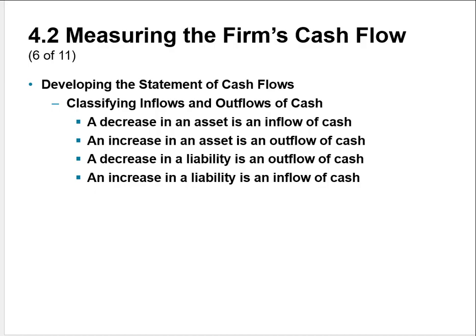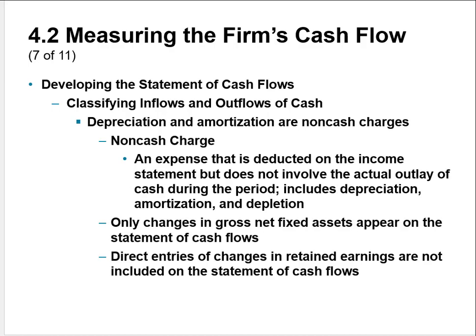So any increase in asset is obviously an outflow. Any decrease in liability is an outflow of cash. How did you get rid of the debt? You must have sold an asset or used cash in order to get rid of that liability. Depreciation and amortization are what we refer to as non-cash charges. So these are identified in cash flow because net income reflects the bottom line, but it reflects these expenses that required no cash to do them.